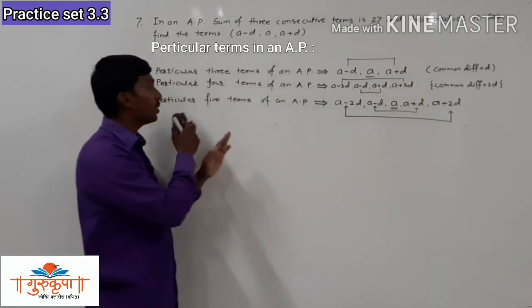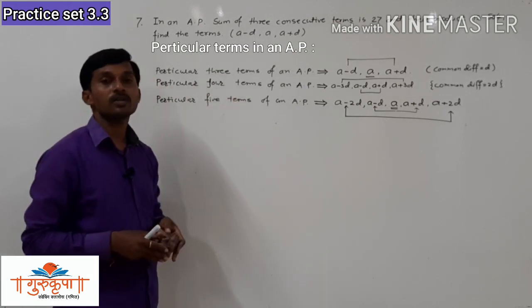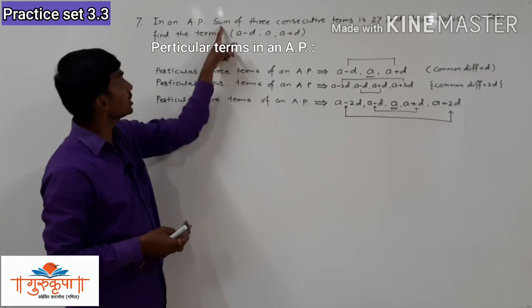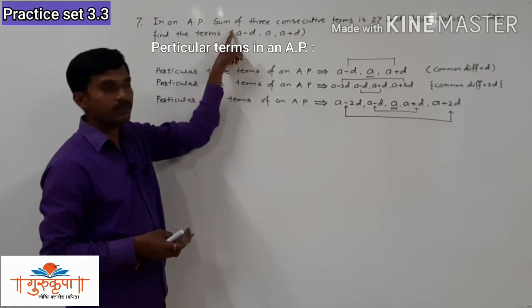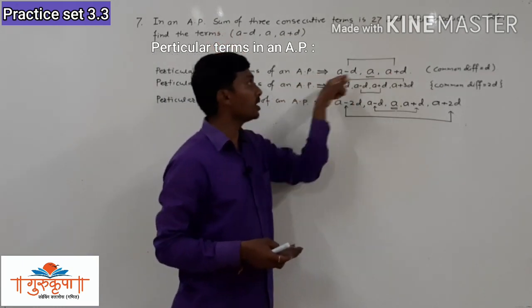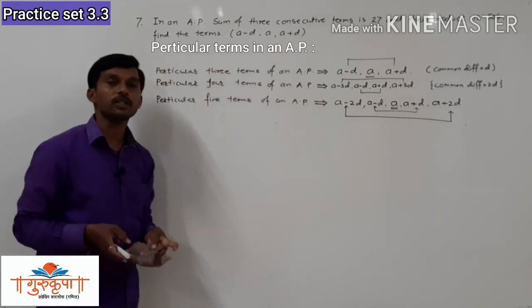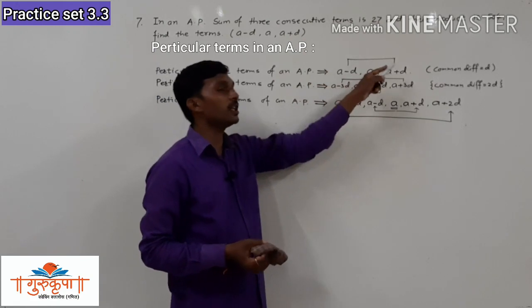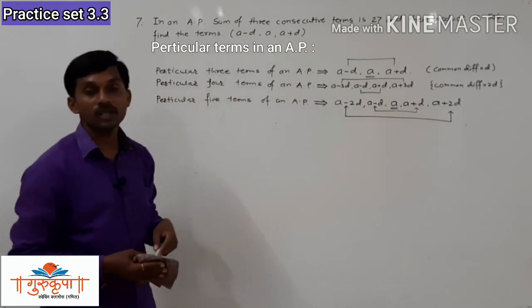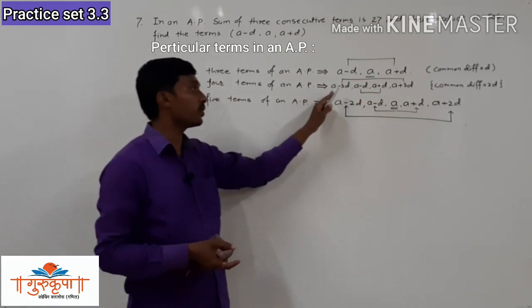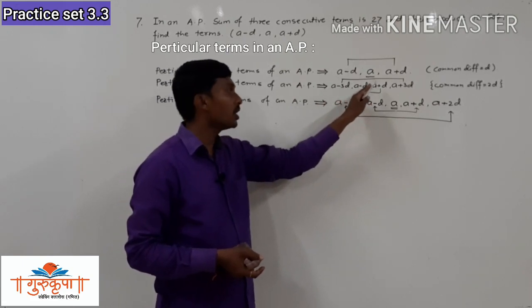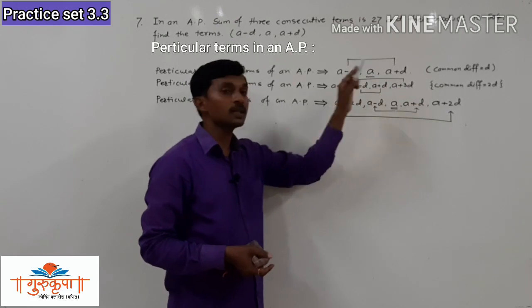So this is all about the particular terms of an AP. Now you can easily simplify this example by using these 3 terms. Since the example is given about the 3 terms, which 3 terms we have to use? That is a minus d, a and a plus d. If the example is given about the 4 terms, then we have to use these 4 terms: a minus 3d, a minus d, a plus d and a plus 3d.